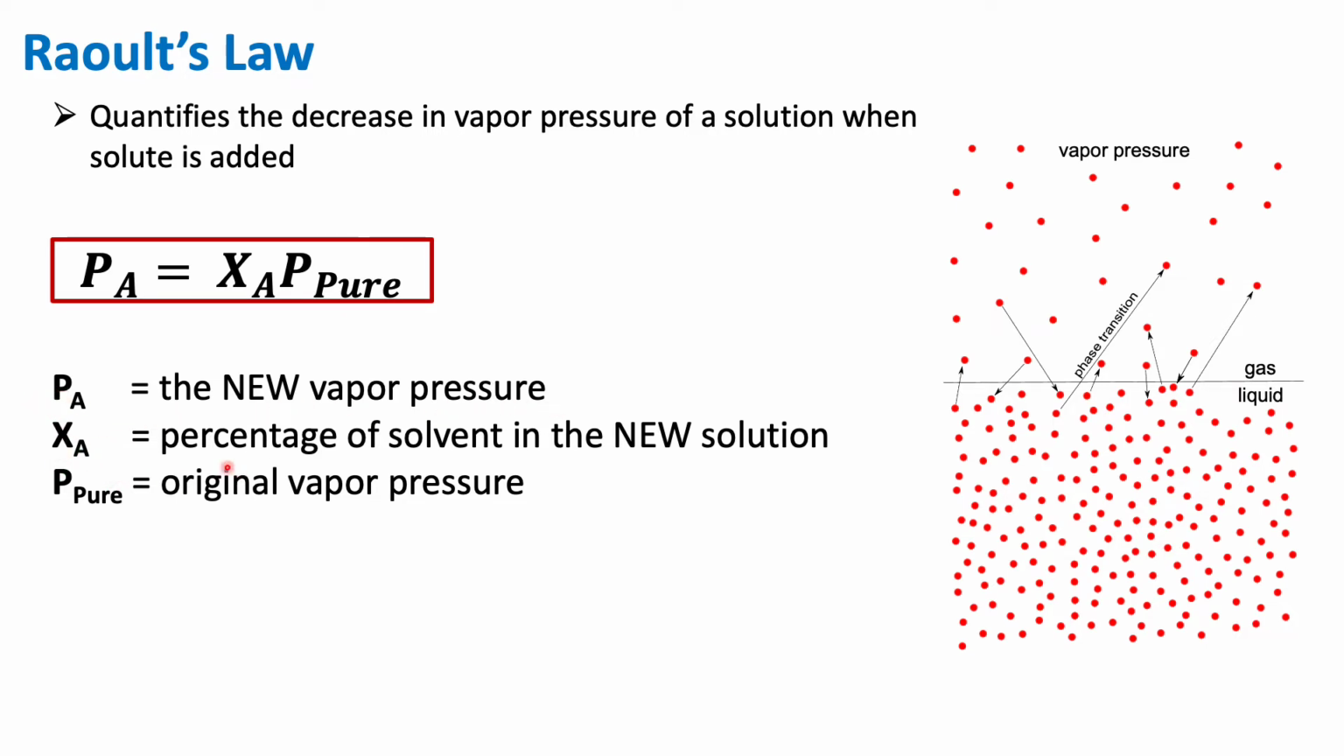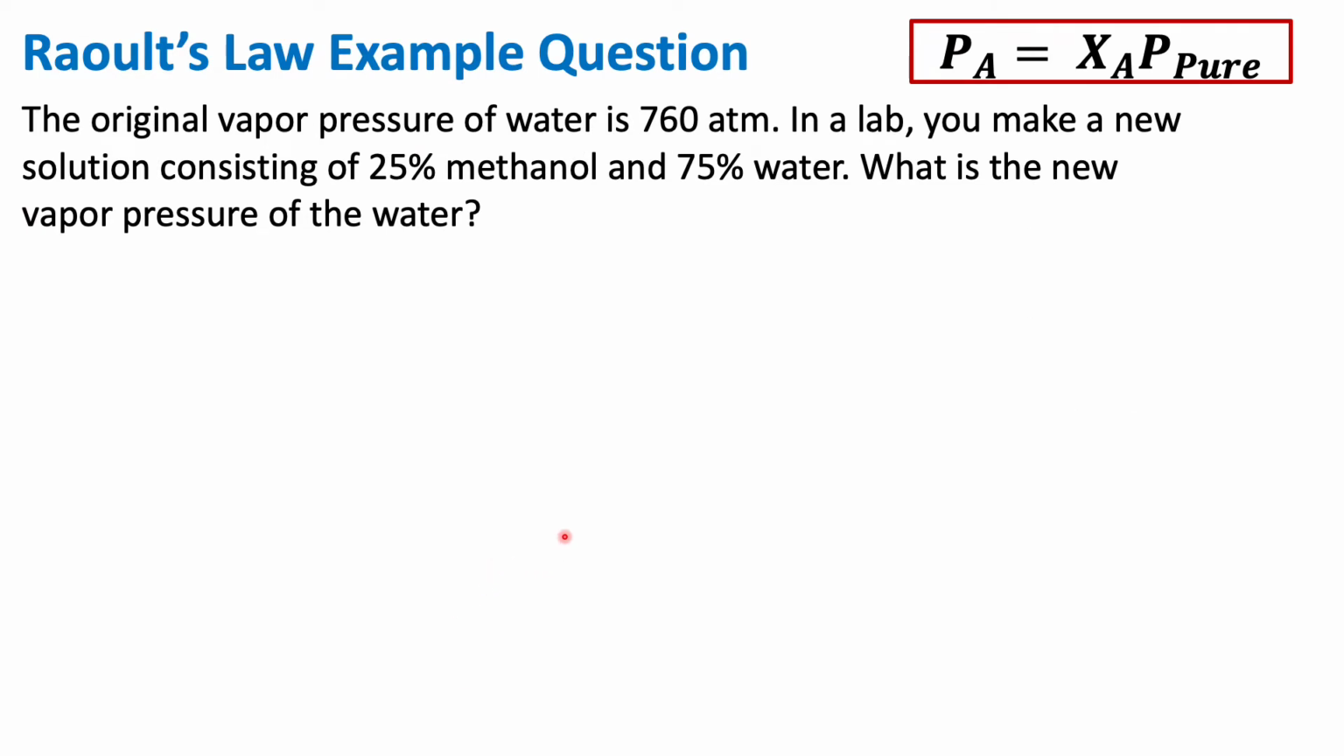X sub A is the percentage. This is really important. It's the percentage of solvent in the new solution. And then we have P pure, which is the original vapor pressure. So if we're given two of these values in a question, we can easily figure out the third value with simple algebra, because this equation is fairly straightforward. We just have to remember that P sub A equals X sub A times P pure, and what each of these stand for. Now let's do an example problem.